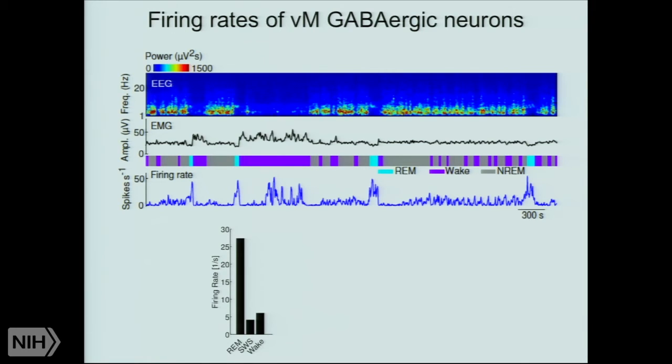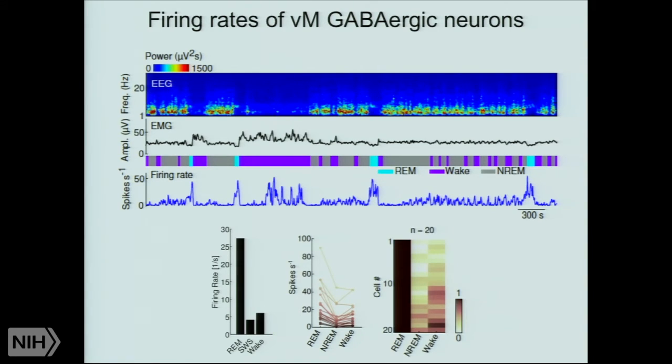So this is just one neuron, and this is a summary of 20 identified GABAergic neurons. This is a little hard to see, but this is the same 20 neurons. For each one of them, we normalize its firing rate by its own maximum. And so you can see that all 20 neurons had the highest firing rate during REM sleep, right? So functionally, as far as sleep-wake modulation is concerned, these neurons are fairly homogeneous. They're all firing at maximum rate during REM sleep.